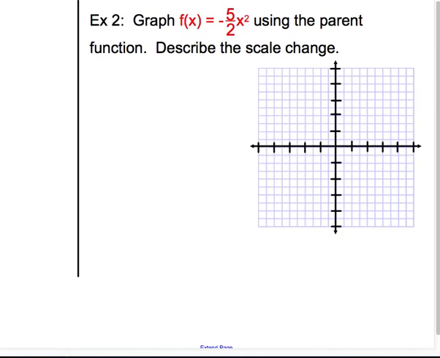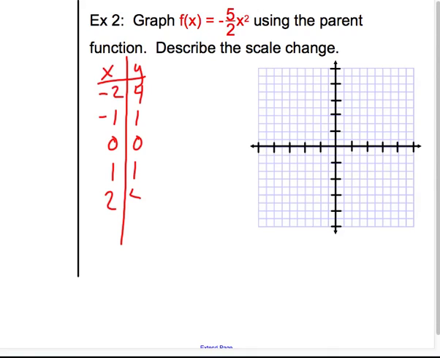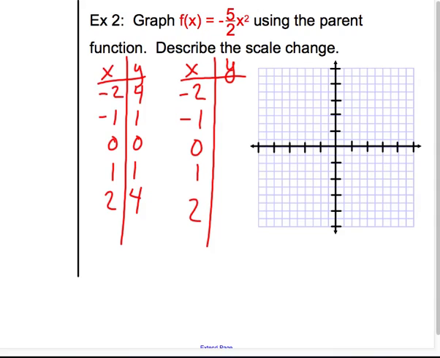Okay, so the next one we're going to look at is a scale change. This one is a vertical scale change because the scale factor is not grouped in the parentheses with the x. So what we do is take our parent function ordered pairs, and we multiply the y values by our scale change. Because the negative is on the outside, we're making the entire function opposite. It reflects across the x-axis. So again, our x-coordinates, or our x values, stay the same, and our y values are multiplied by negative 5 halves.